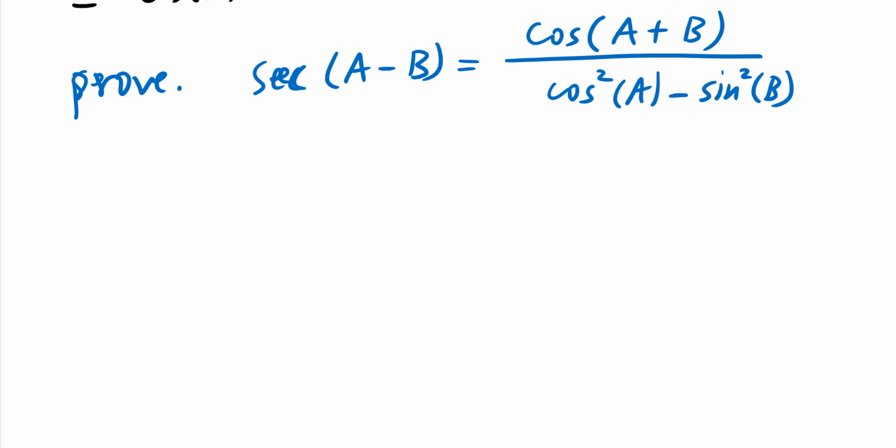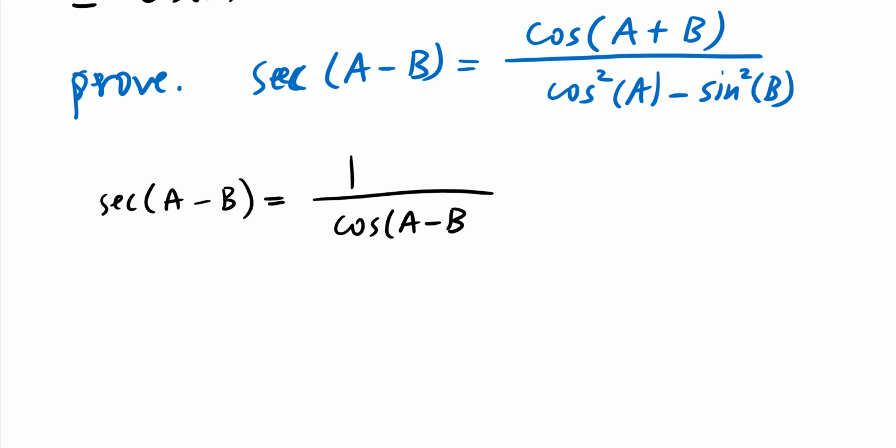What about if I go from really the small side, which is the left hand side, and see where we can get to? We keep an eye on the right hand side. We don't touch the right hand side. That's our answer in the back of the book. But we do keep an eye on it. So secant is 1 over cosine.